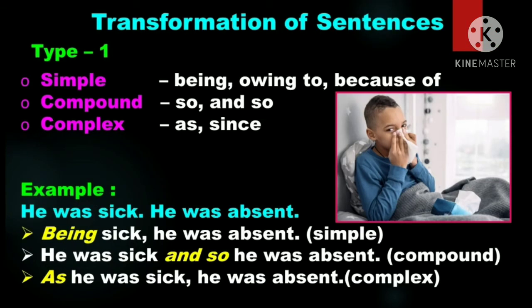Let's see the transformation of sentences with examples. Type 1. In the simple sentence, we'll have being, owing to, because of.